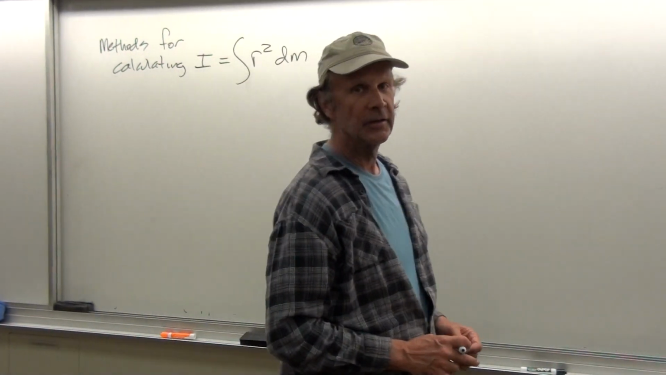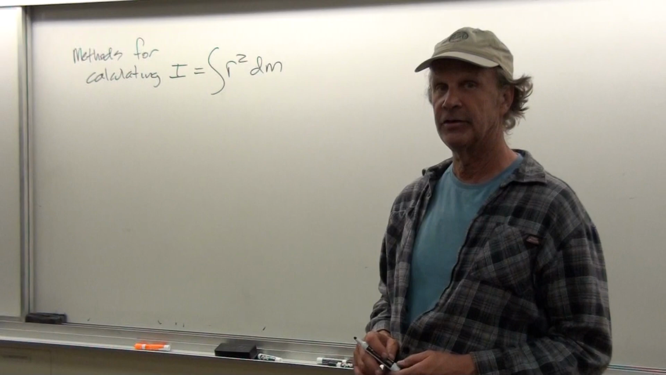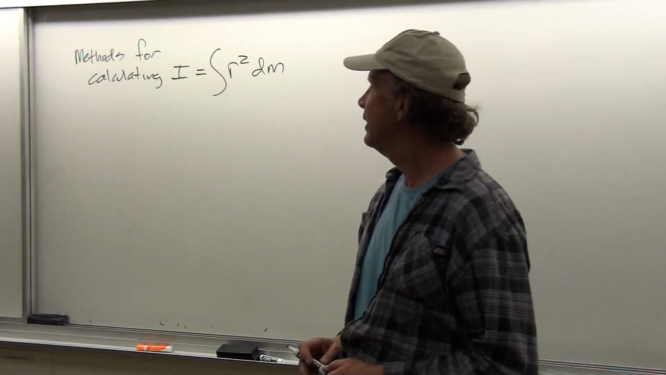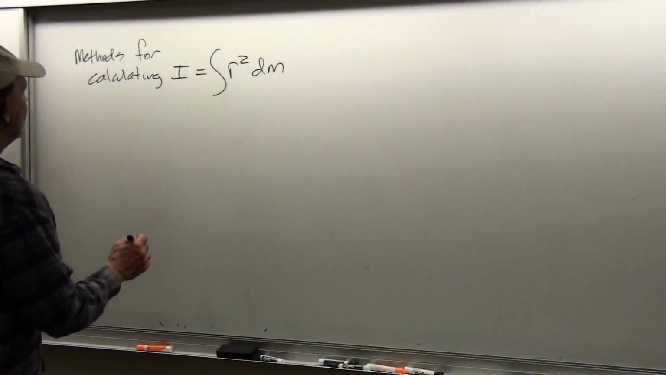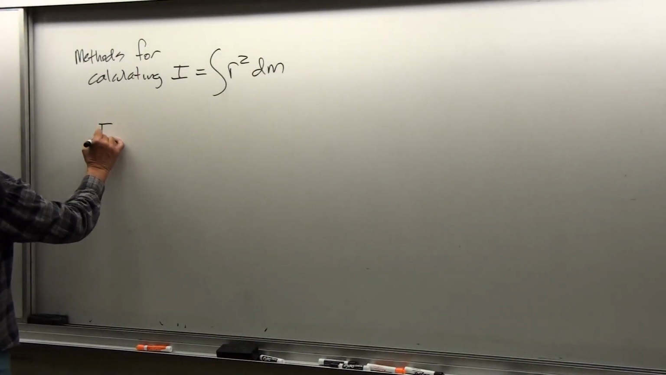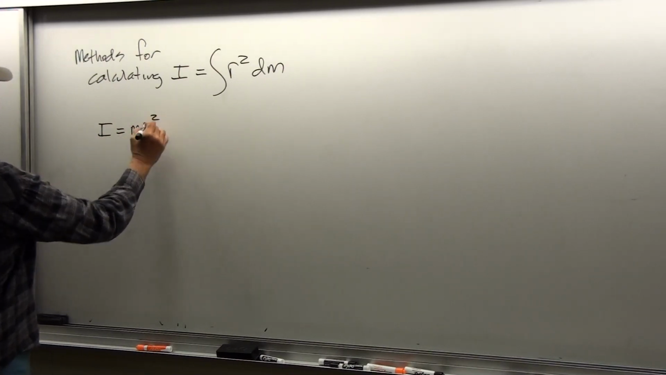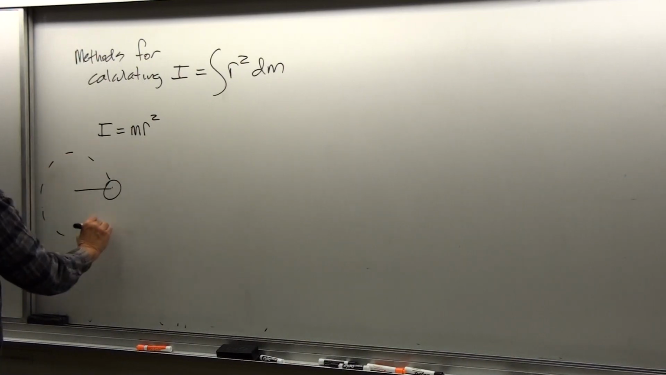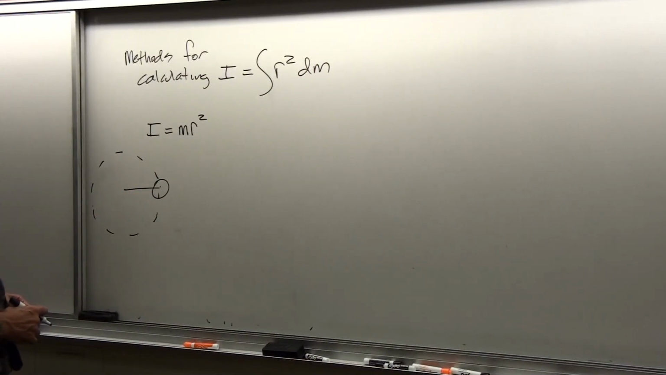All right, next I want to look at how to actually calculate these moments of inertia for extended mass distributions. We've seen before that for a point mass, the moment of inertia, I, is equal to mr squared. That's just a single mass going round and round in a circle at a certain distance away, where we neglect the size of the object.